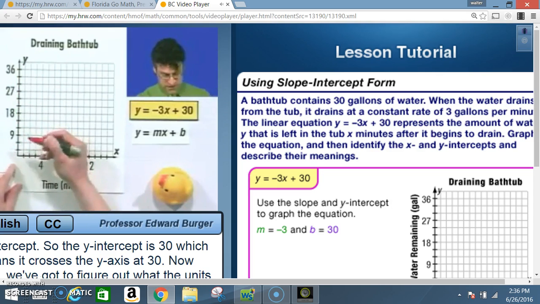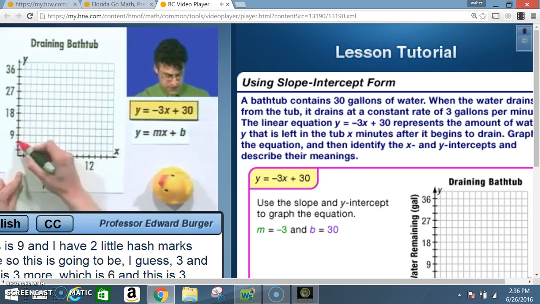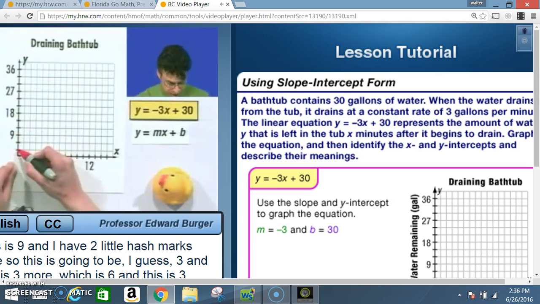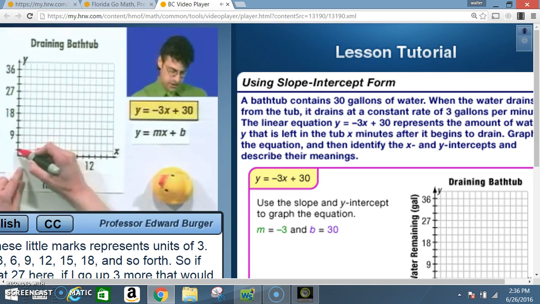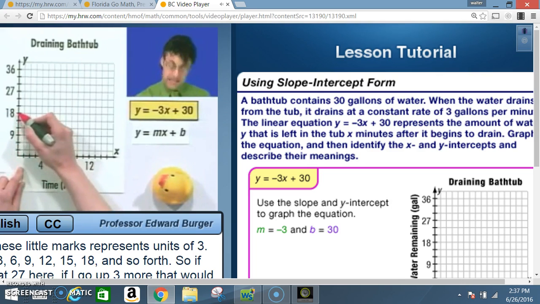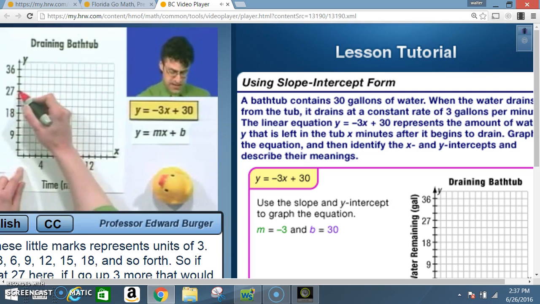Now let's figure out what the units here are. This is 9, and I have two little hash marks here. So this is going to be, I guess, 3, and this is 3 more, which is 6, and this is 3 more, which is 9. So each of these little marks represents units of 3. So 3, 6, 9, 12, 15, 18, and so forth. So if I'm at 27 here, if I go up 3 more, that would be 30.